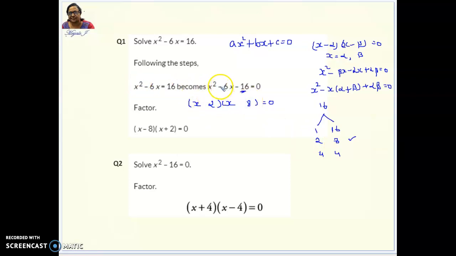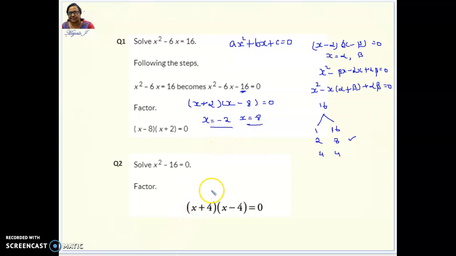The sign, whatever you have, should go with the larger number. Of 2 and 8, the larger number is 8, and the sign here is minus, and the other one should be positive. You cannot have both as negative, because in that case the product becomes positive. So when you solve this, x is equal to minus 2 or x is equal to 8. This is going to be your answer.